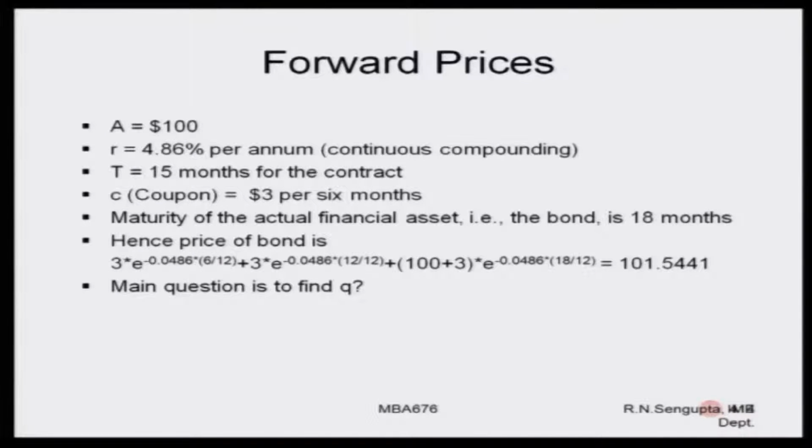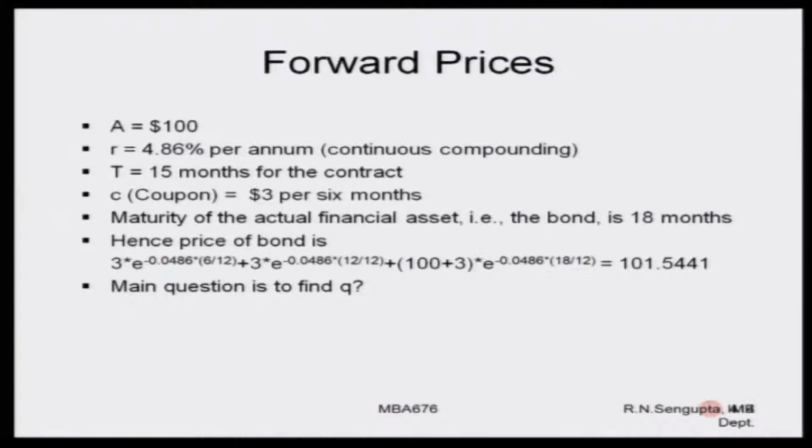Now, again consider A is given as 100, R the risk free interest rate is given, T is 15 months, which is 15 by 12, and the coupons are given as 3 per 6 months. So, it will be 3 for the first 6 months, again 3 for the next 6 months, and so forth. Maturity of the bond is in 18 months. What you need to find out is the total payment.